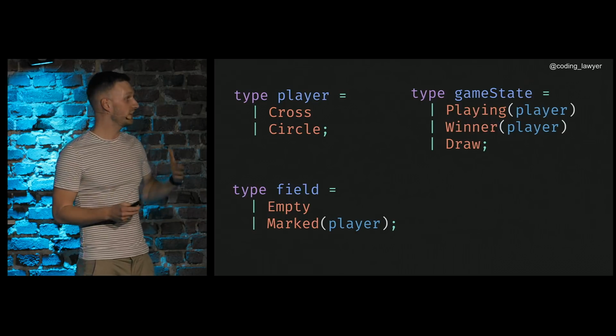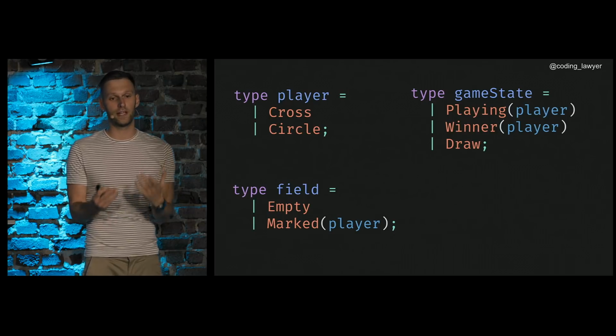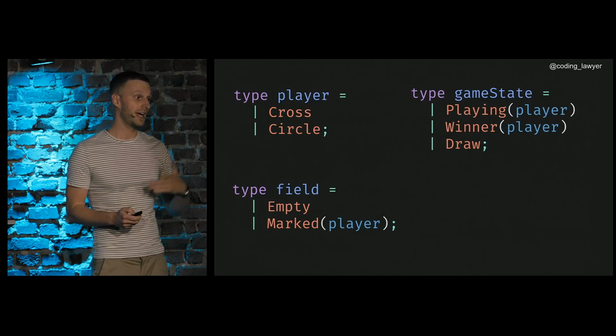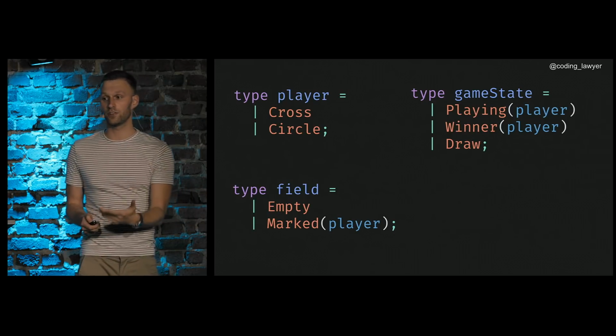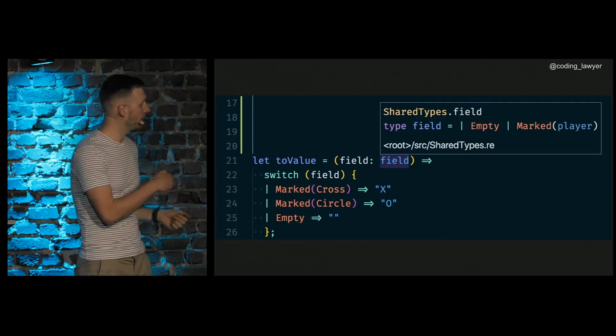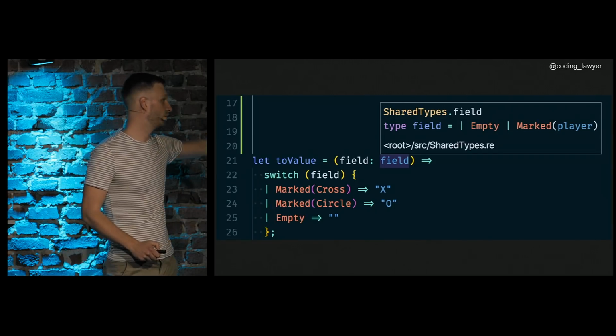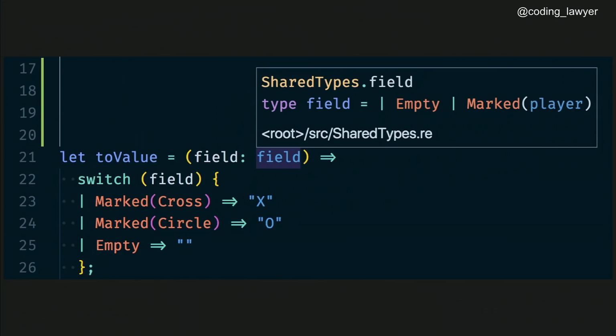But the last thing about types I'd like to show you is that you will get a really great developer experience, because your favorite editor will provide you with great features such as code auto-completion or various hints. For example, here's a screenshot from VS Code, and we have some function called toValue, and it takes field as an argument, and then we name the field as a type of field we've defined before. And if you hover over it, you can see what we've just defined.